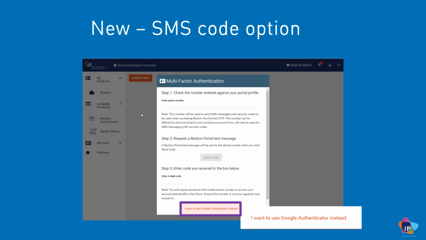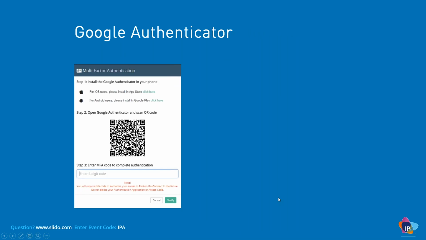If you prefer the smartphone Google Authenticator, then just click on I want to use Google Authenticator instead, and that'll send you through to get you started on the authenticator process. Firstly, with the authenticator, you will need to download the app from the Apple Store or Google Play.